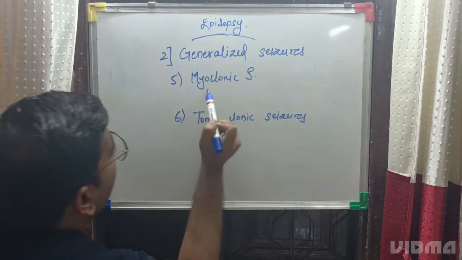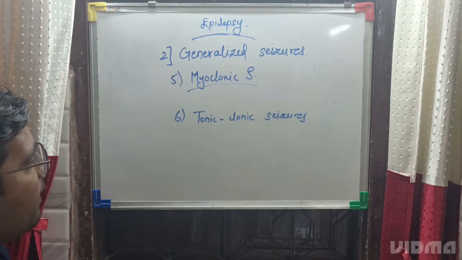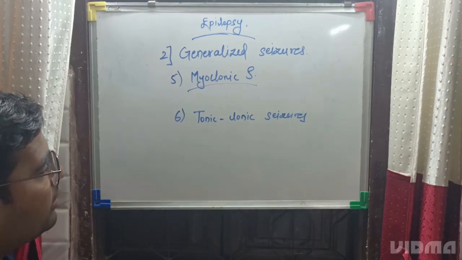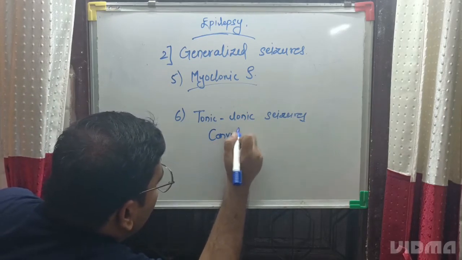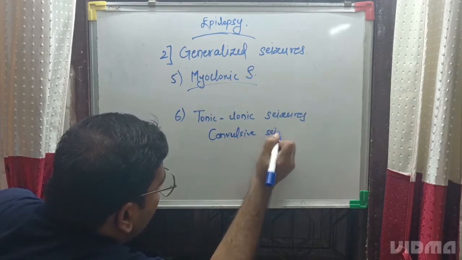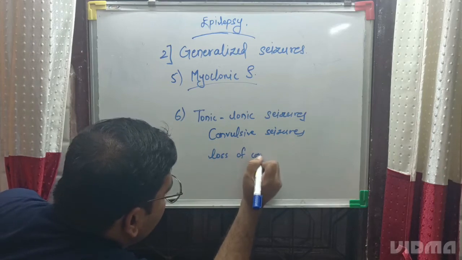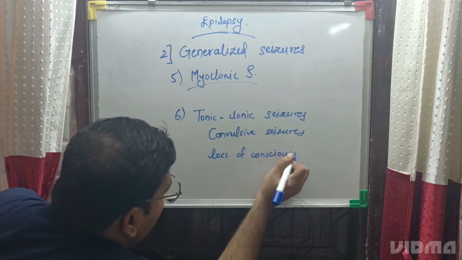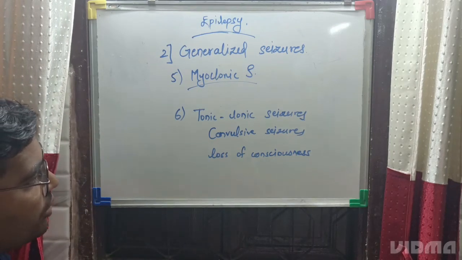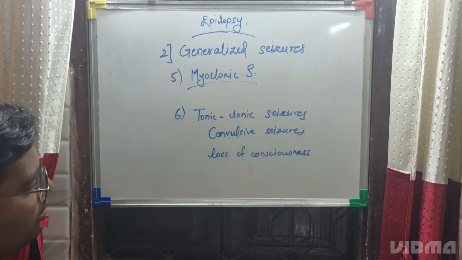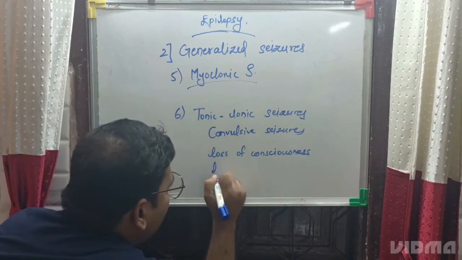Now we will focus on the myoclonic seizures, in which twitching of the muscles occurs, and the last one is the tonic clonic seizures. It is also called convulsive seizures, which causes loss of consciousness and loss of movements, requires immediate medical treatment, and also causes loss of bladder control.